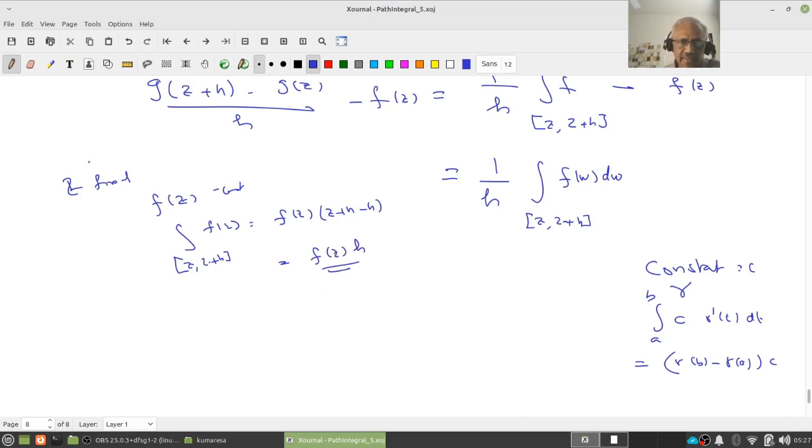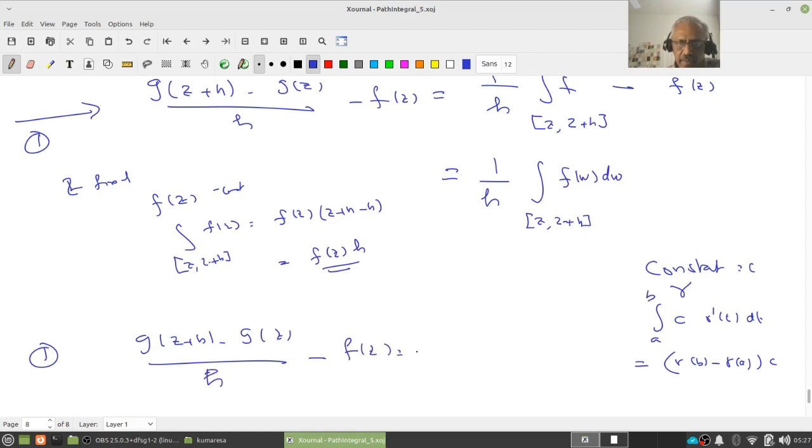Therefore, I can rewrite this. Call this one. I rewrite g of z plus h minus g of z, divided by h, minus f of z, equal to 1 by h times the integral of f of w over z to z plus h, minus the integral of f of z over z to z plus h.